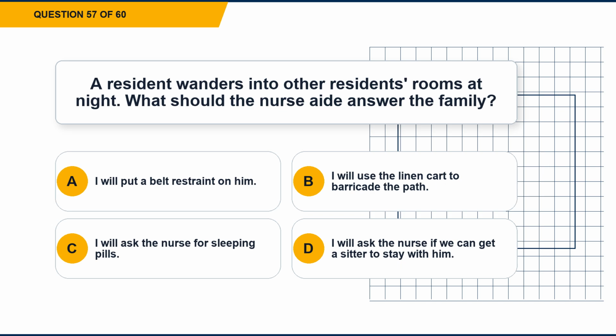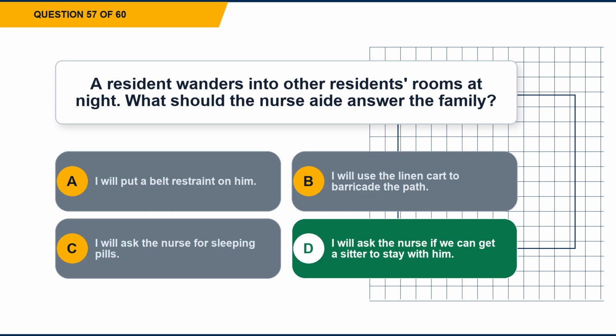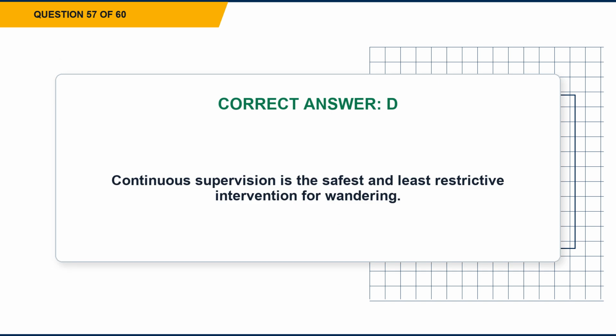the brain. Question 57. A resident wanders into other residents' rooms at night. What should the nurse aide answer the family? Option A. I will put a belt restraint on him. Option B. I will use the linen cart to barricade the path. Option C. I will ask the nurse for sleeping pills. Option D. I will ask the nurse if we can get a sitter to stay with him. The correct answer is option D. I will ask the nurse if we can get a sitter to stay with him. Explanation. Continuous supervision is the safest and least restrictive intervention for wandering.